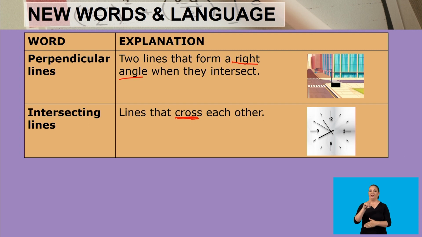But then, for argument's sake, let's look at the clock on the right. I've got three arms there: I've got the second arm, the minute arm, and the hour arm. If you look at those three lines, you would see that the second arm and the hour arm intersect. However, the minute arm and the hour arm intersect at 90 degrees. Because these ones are intersecting at 90 degrees, they are therefore referred to as perpendicular lines.